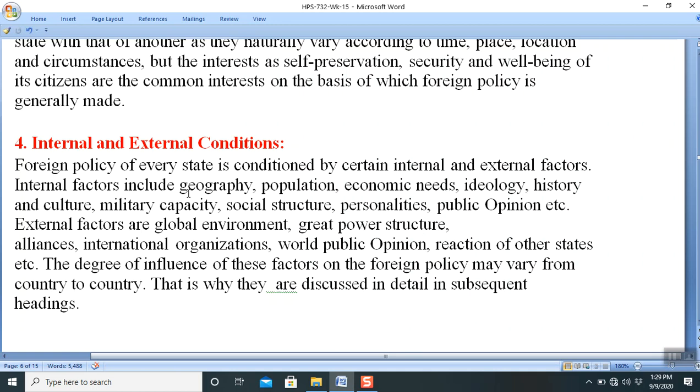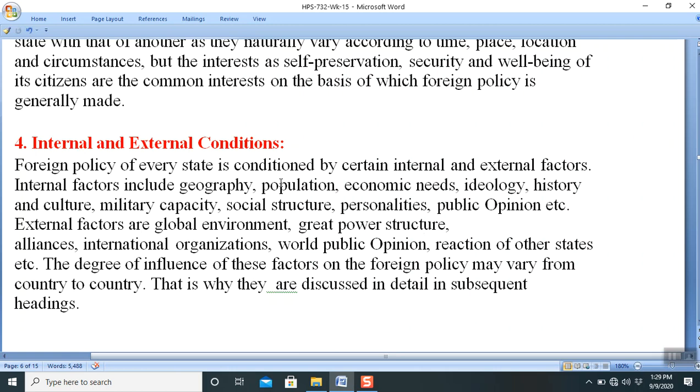Fine. The population of Pakistan, the Chinese population and the Indian population are young, they are talented, they need jobs. Clear? So these are the internal factors that promote foreign policy.